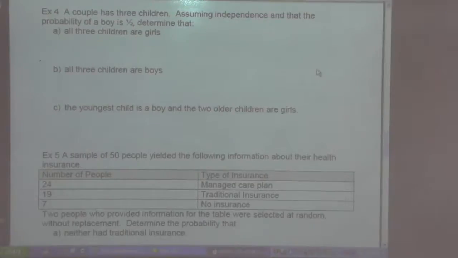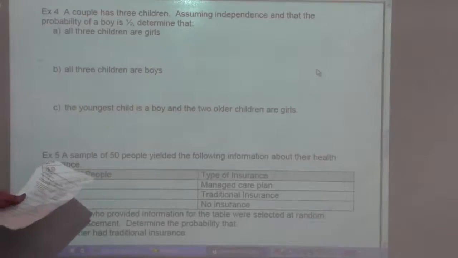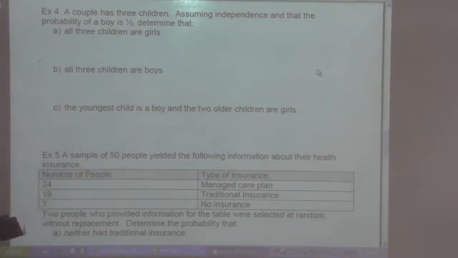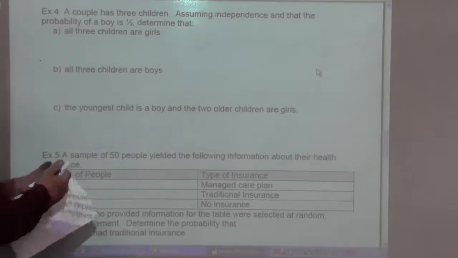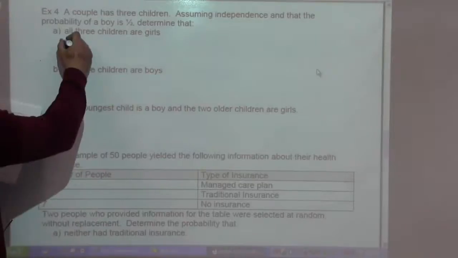Okay, example 4. A couple has 3 children, assuming independence and the probability of a boy is 1/2. Determine that all 3 children are girls, all 3 children are boys, and the youngest child is a boy and the 2 other children are girls. This is an example of with replacement in each case.